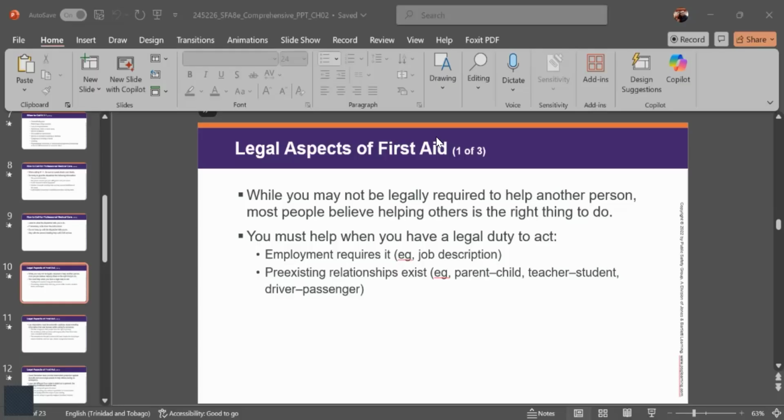Some of us may have what we call a legal duty to act. For example, it might be part of your job description or employment requirements. So, for example, if you're at work and your organization has an occupational health and safety management system, and within that system is an emergency response plan. And within the emergency response plan, you would have first aiders or safety wardens who are both trained in first aid and basic fire safety and prevention.